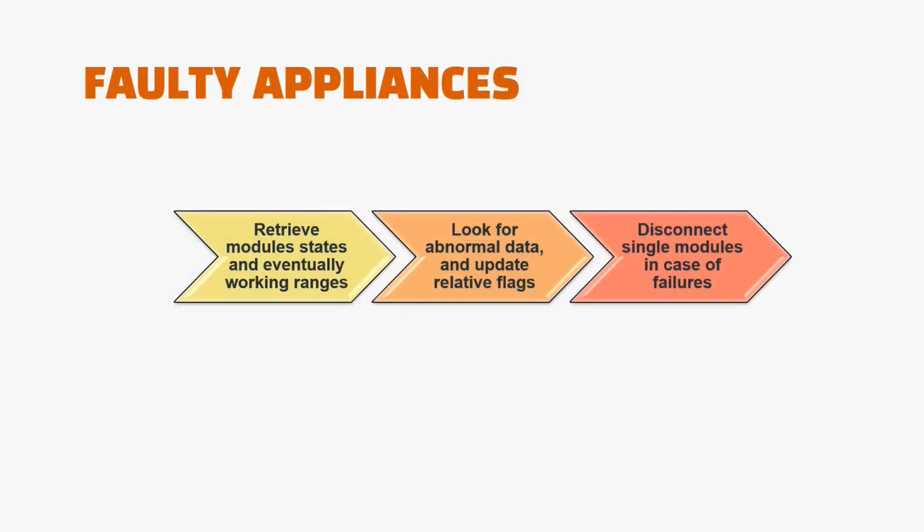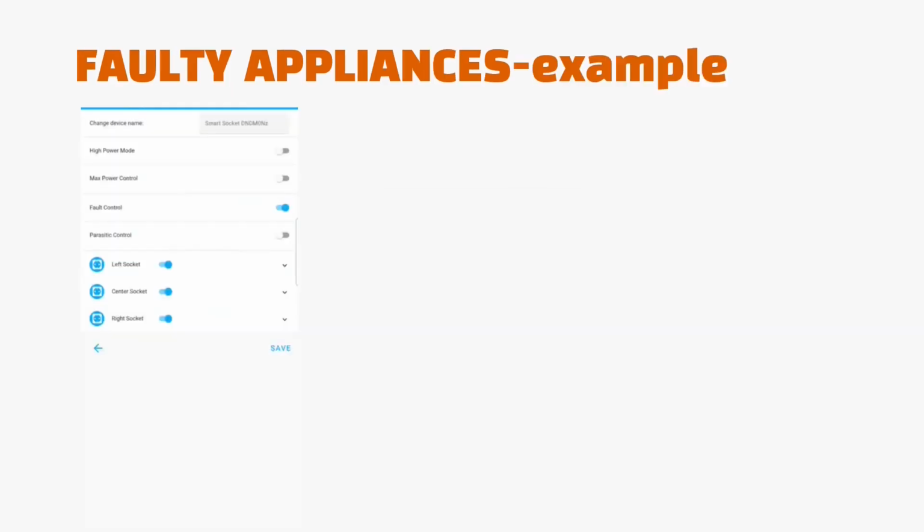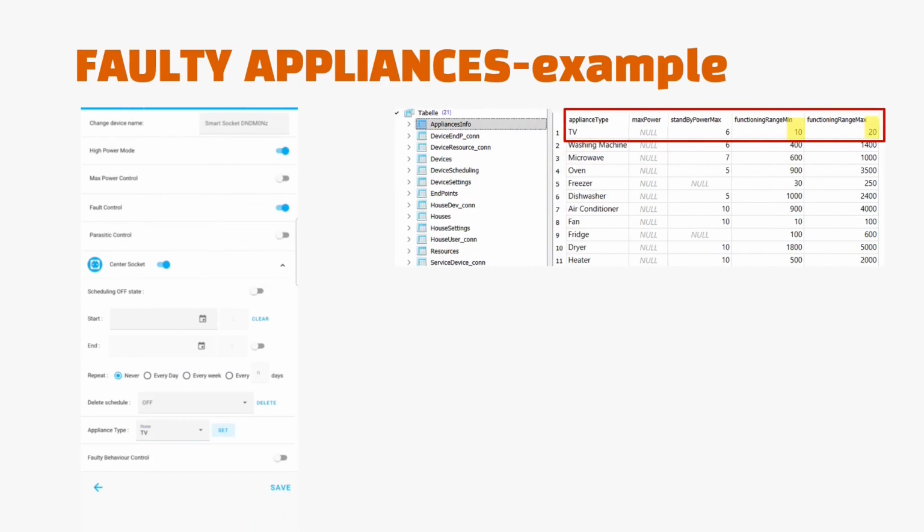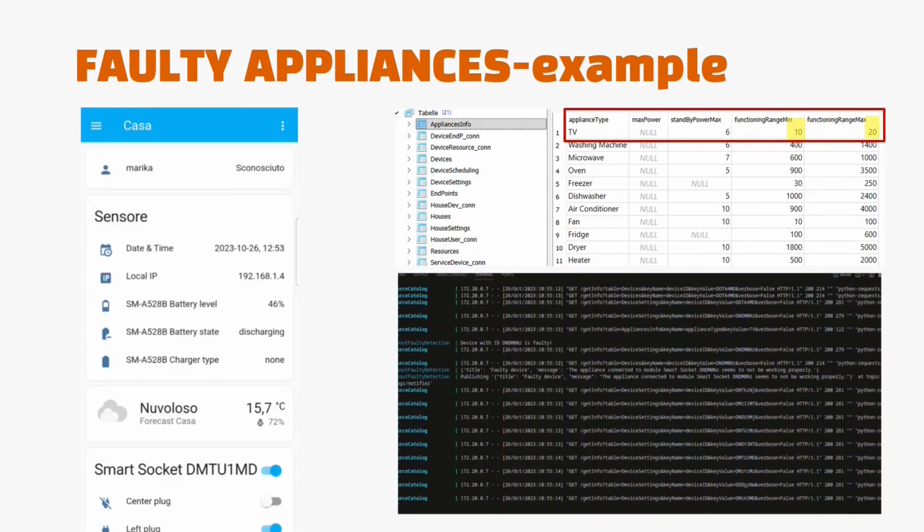Now let's focus on the faulty appliances case and on how it is possible to set it up from the Home Assistant application. As we can see in the graph below, it works as described with the flowchart. At first, high power mode has to be turned on, to signal that only one switch of the module will be active. Then, fault control has to be activated too. Now, the appliance type has to be declared and we can choose whether we prefer to receive a notification only or if the system is allowed to turn off the module if some anomalies are detected.